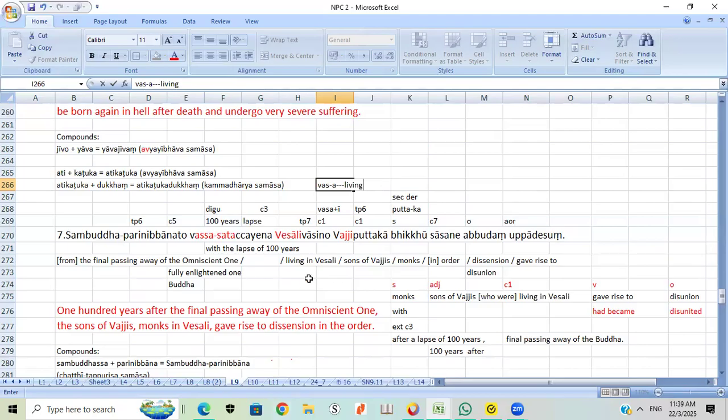Living. So this plus the E is a possessive noun. Possessive Vasi. When you decline, the plural is Vasino. And that means this refers to people living. Technically, because it's a possessive noun, this refers to people's living.